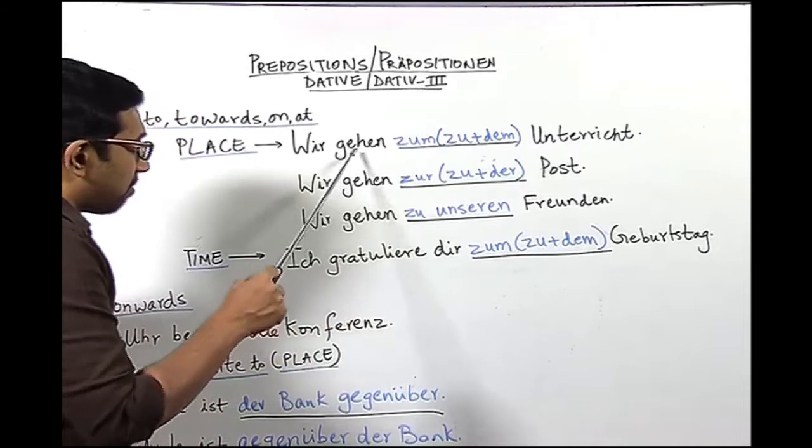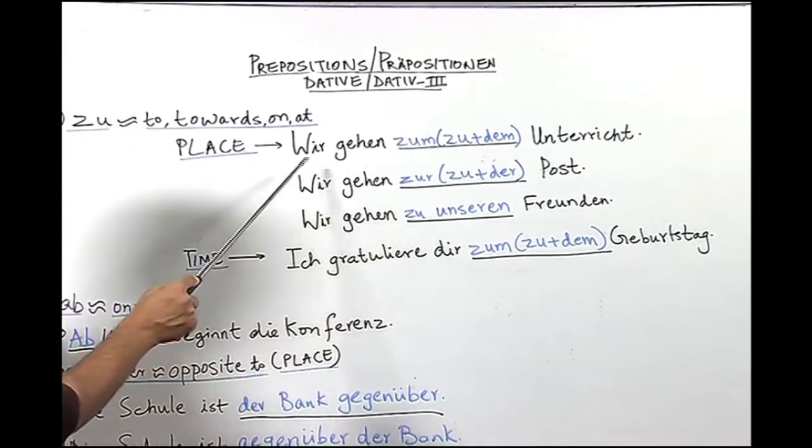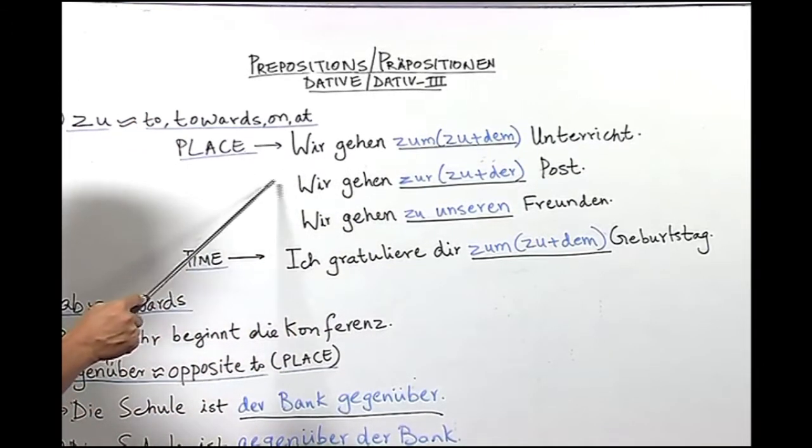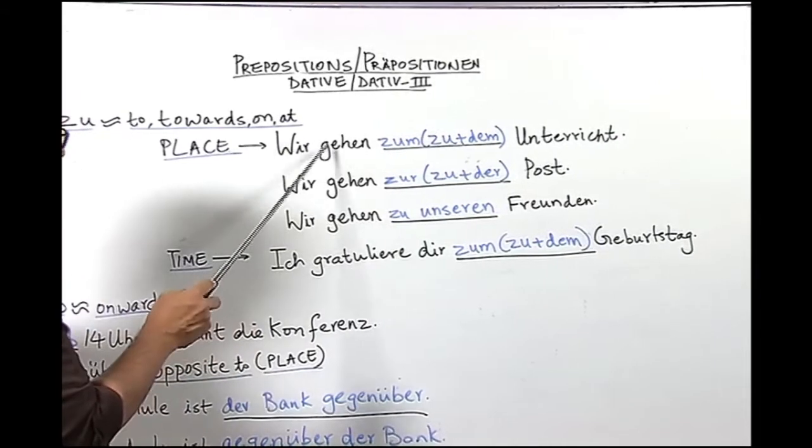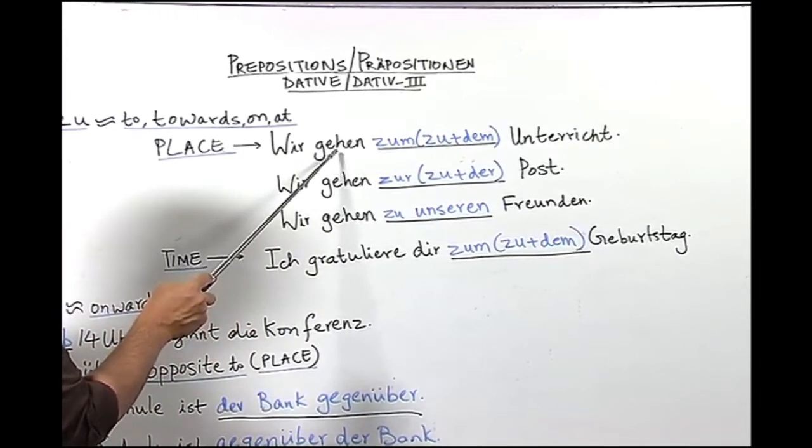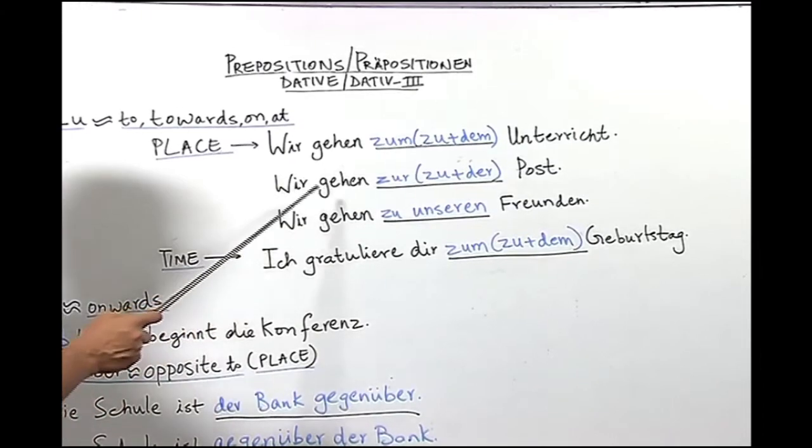So, zu as a preposition is used when there is a movement from point A to B. So, the preposition zu is used with verbs like gehen, fahren, kommen, etc.